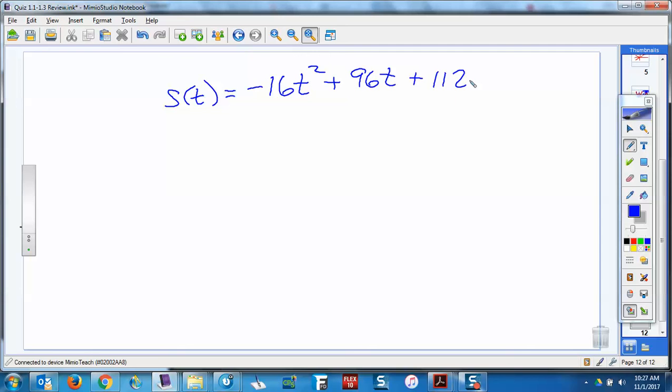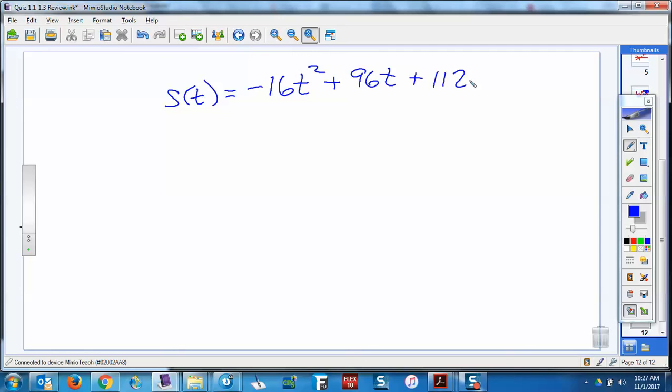Now I might give you a window. I would give you some background. So this would be a problem. I would say, okay, S is a function that tells us the height of a ball. We're going to throw a ball in the air. Now, I might tell you some more stuff. I might tell you that we're going to throw it from a height of 112 feet. I might tell you that we're going to throw it upward with a velocity of 96 feet per second. It's not a coincidence that 96 is where it is and the 112 is where it is, because that's what those represent: the height we throw it from, and the initial velocity.